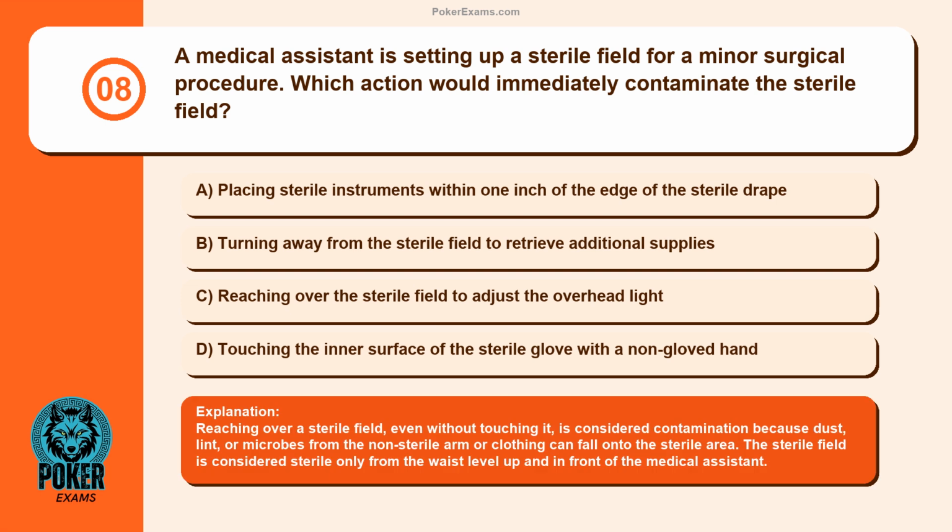Reaching over a sterile field, even without touching it, is considered contamination because dust, lint, or microbes from the non-sterile arm or clothing can fall onto the sterile area. The sterile field is considered sterile only from the waist level up and in front of the medical assistant.